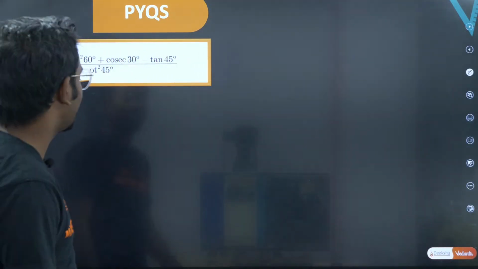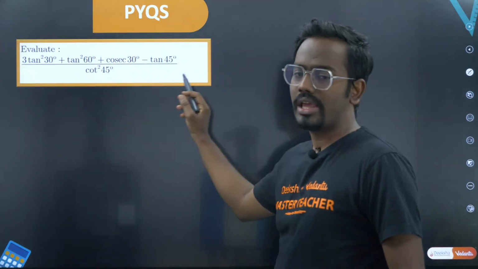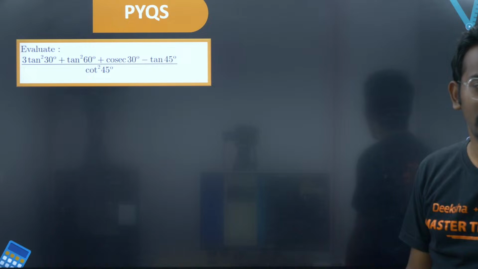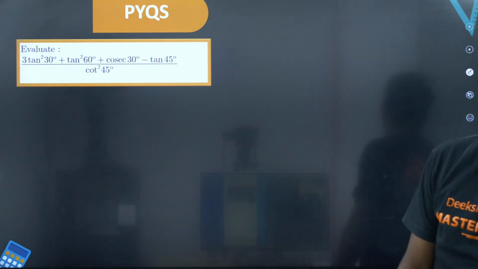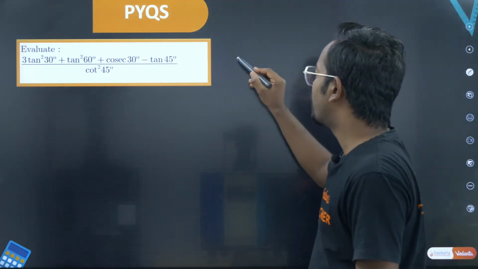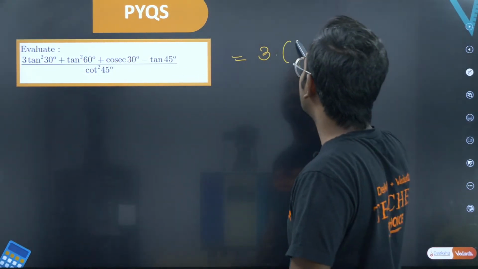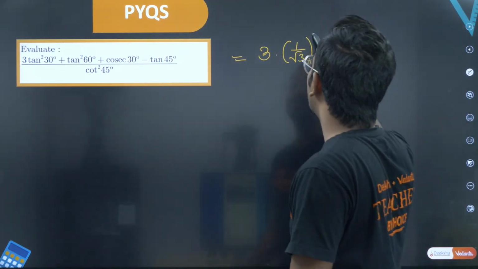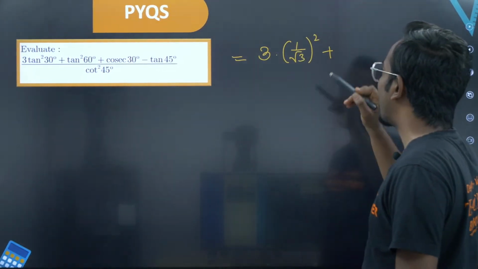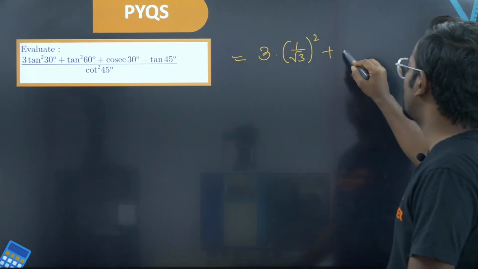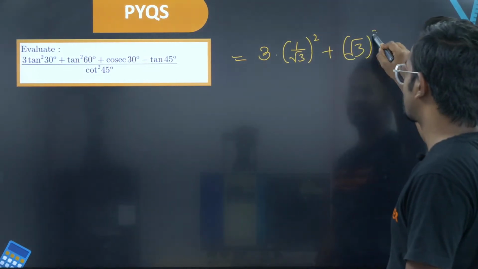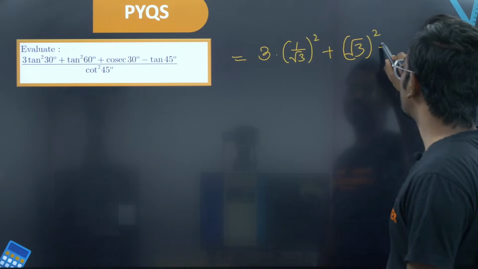So the question says you have 3 tan square 30 degree plus tan square 60 degree plus cosecant 30 degree minus tan 45 divided by cot 45. I need to evaluate this value. You already know the values. So you have 3 times tan 30 degree, and tan 30 is 1 by root 3. I want the whole square of that. So plus tan square 60. Tan 60 is root 3, root 3 whole square, plus cosecant 30.